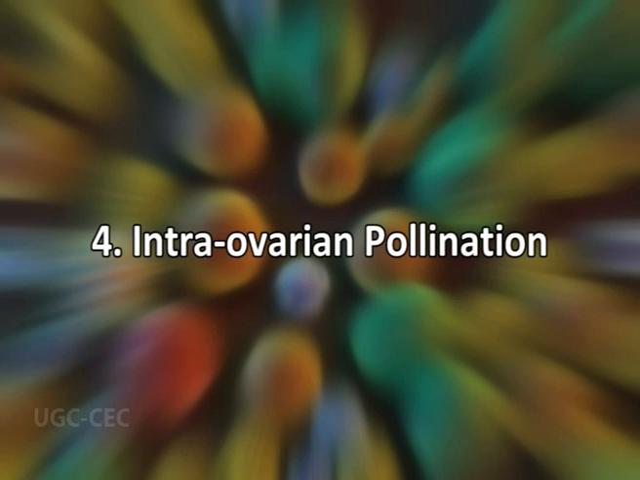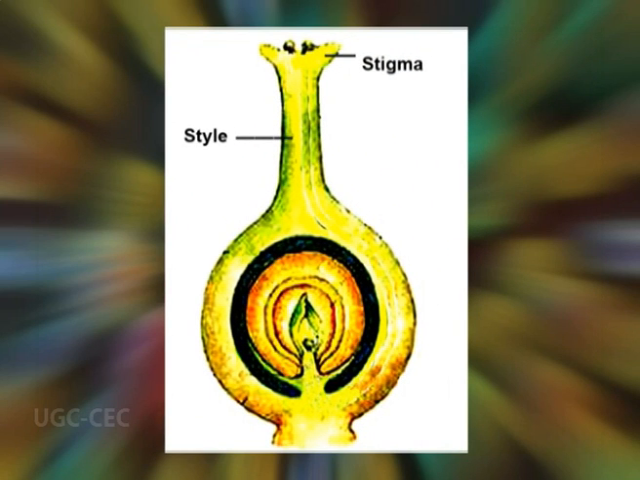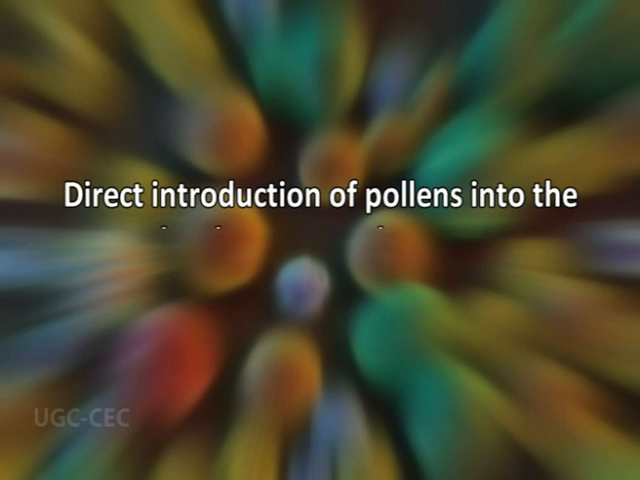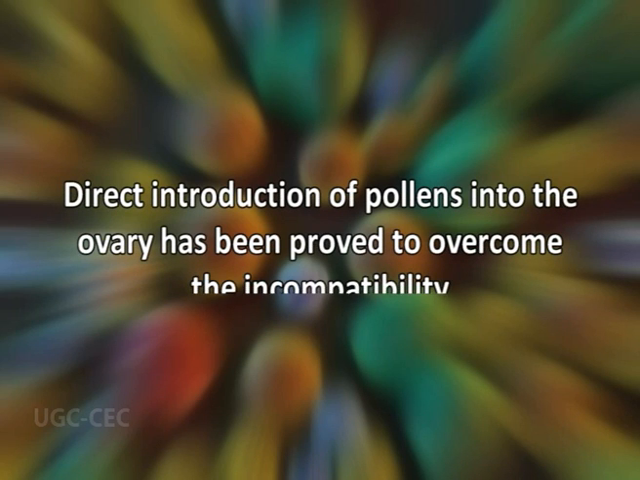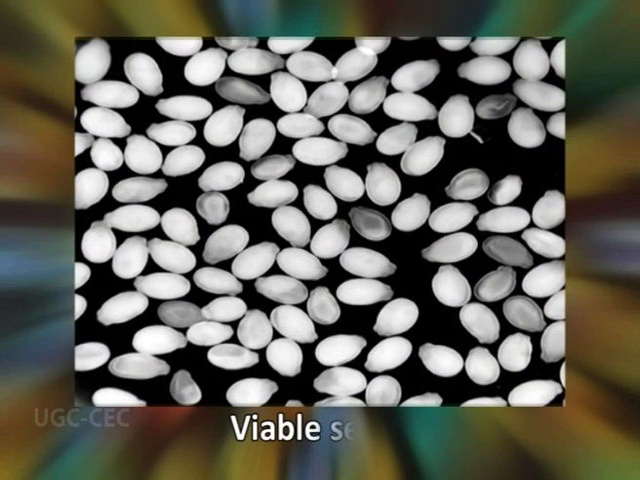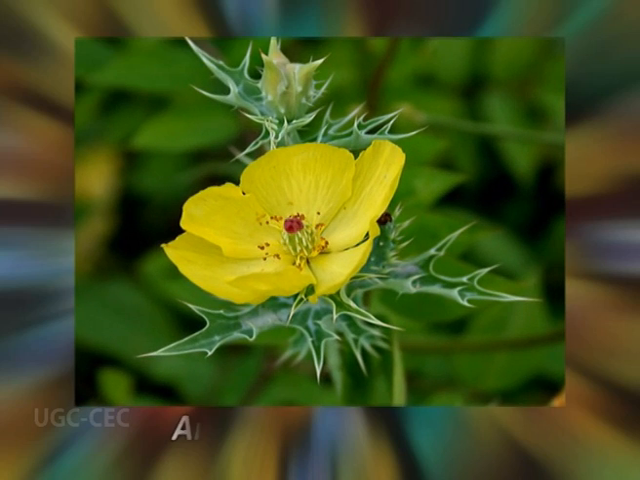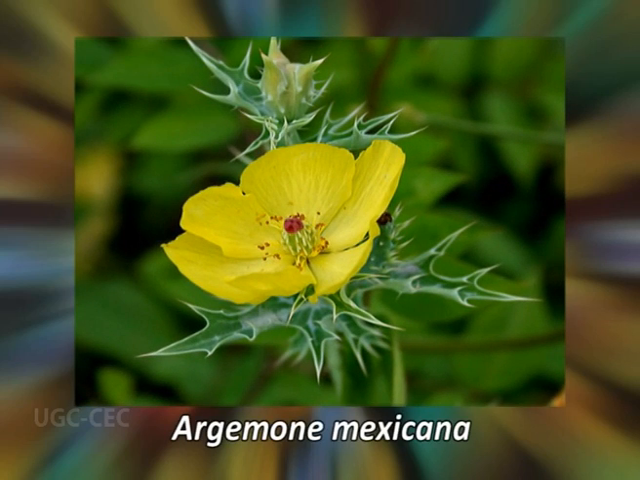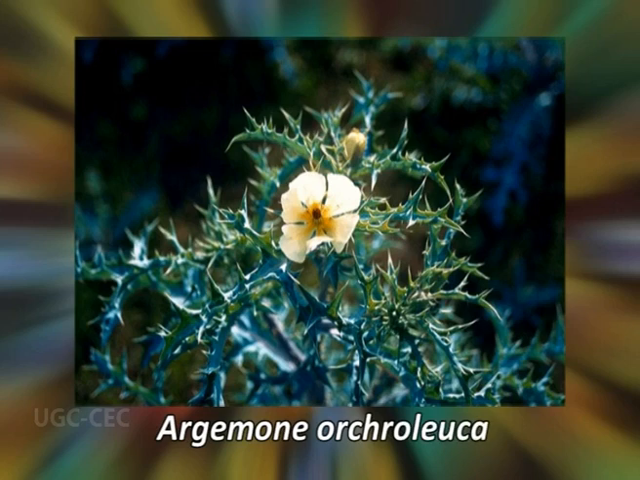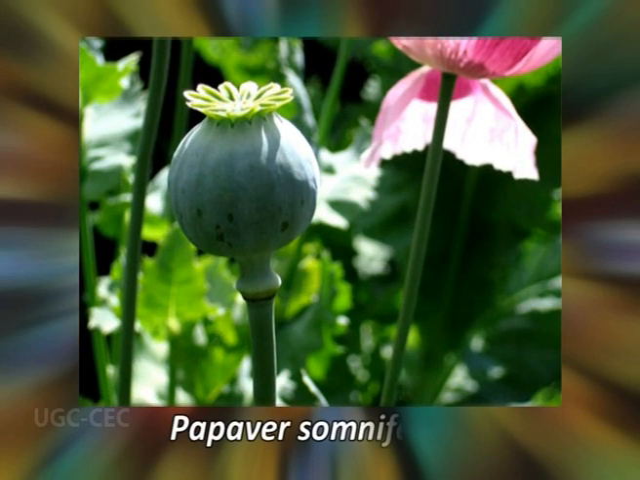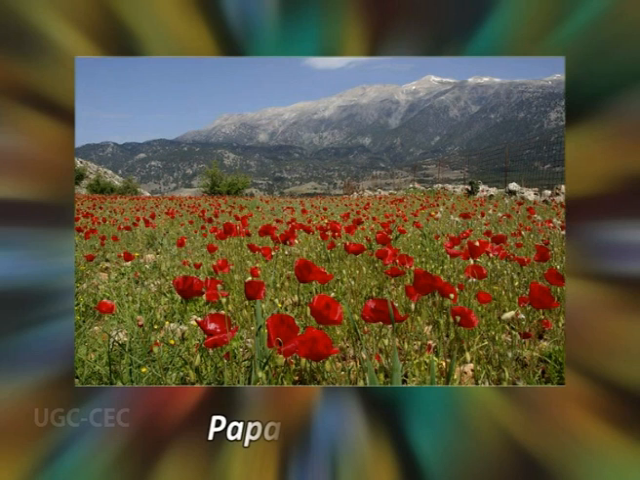Number 4, intra-ovarian pollination. When the incompatibility lies in the stigma or style region, the direct introduction of pollens into the ovary has been proved to overcome the incompatibility. Viable seeds following intra-ovarian pollination have been obtained in several members of the Papaveraceae such as Argemone mexicana, Argemone ochroleuca, Papaver somniferum, and Papaver rhoeas.